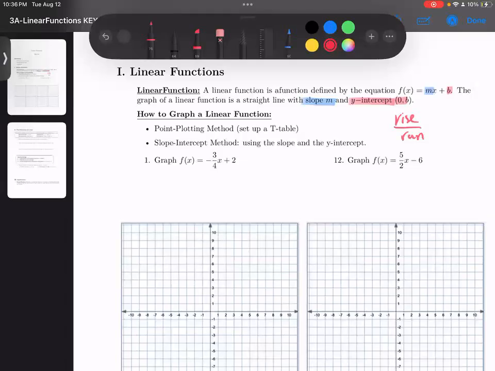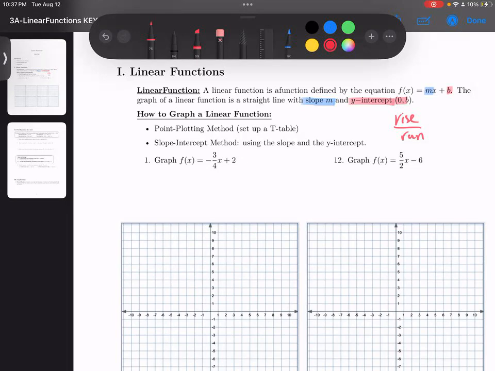All right, today we're diving into linear functions. A linear function is one of the simplest types of functions you see in algebra. The general form is y or f of x equals mx plus b, where m is your slope and b is your y-intercept. What do these two numbers mean?